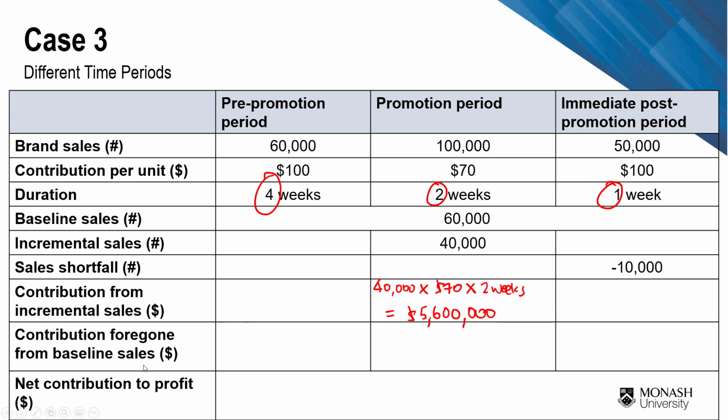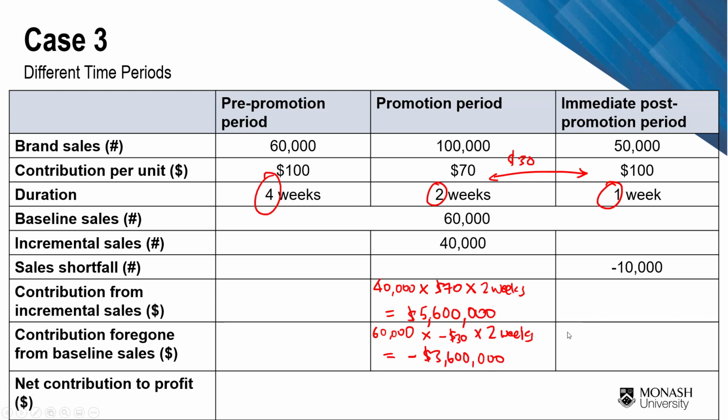Now the contribution foregone from baseline sales will be happening in this column and in this column. So if you look in here, the contribution foregone by the baseline sales is going to be 60,000 times minus 30 bucks, because there's a shortfall of 30 bucks from here to here. Times 2 weeks. If you work this out properly, that's going to be minus 3.6 million.